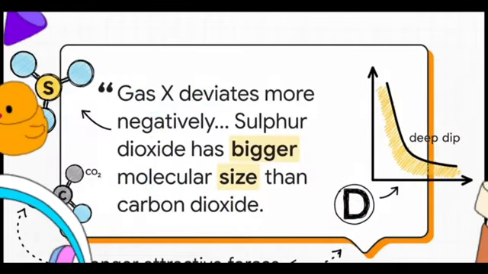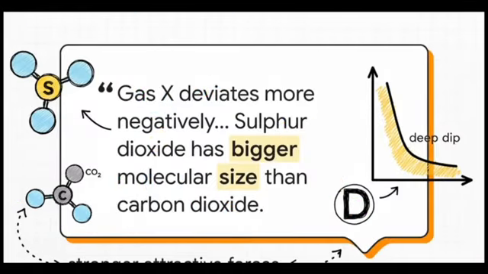Let's compare the molecular sizes of our suspects. Sulfur dioxide is a significantly larger and more complex molecule than carbon dioxide, and it's definitely bigger than the others. This larger size creates stronger attractive forces between its molecules, which perfectly explains that deep dip on the graph. Our culprit has to be D, sulfur dioxide.